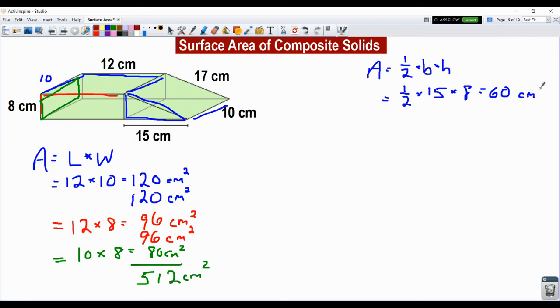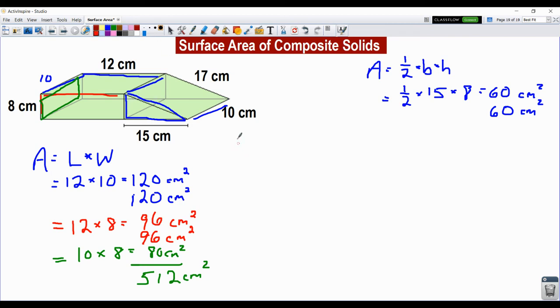All right, so our front triangle is 60 squared centimeters, but so is our back triangle, right? So I'm not going to show you the math again. The back matches the front. So we got another 60 squared centimeters. Okay, remember, this triangle inside here, that's not getting paint, so we can ignore that one.